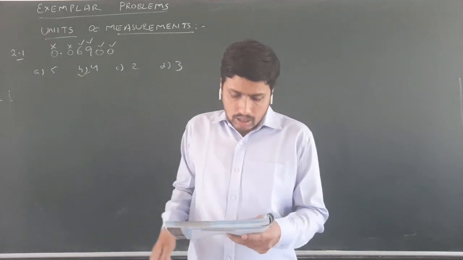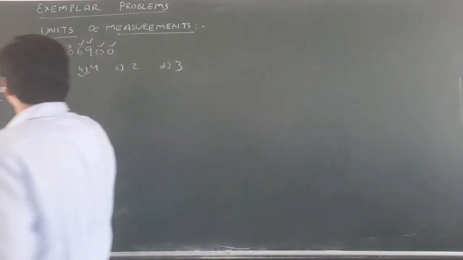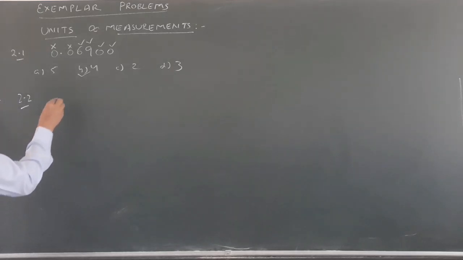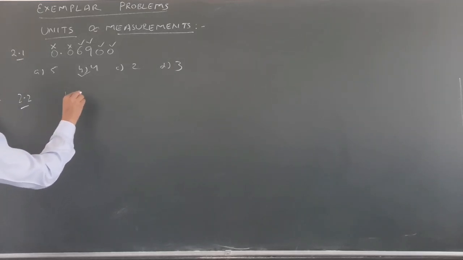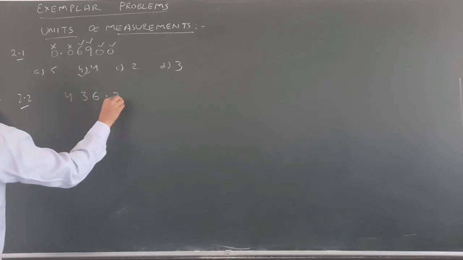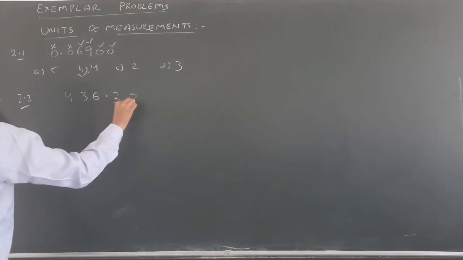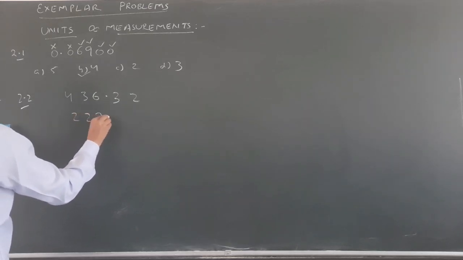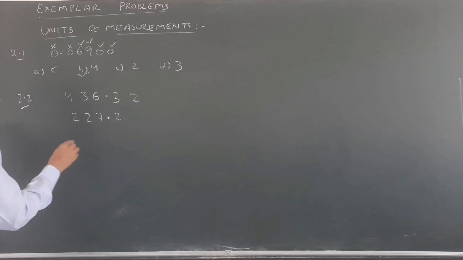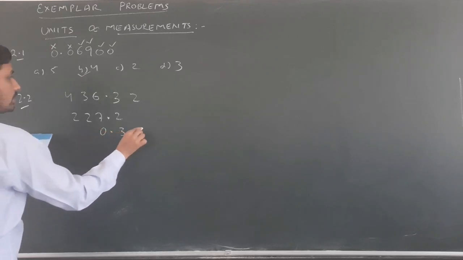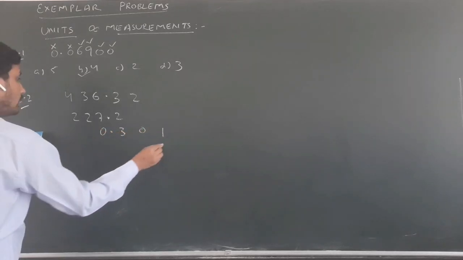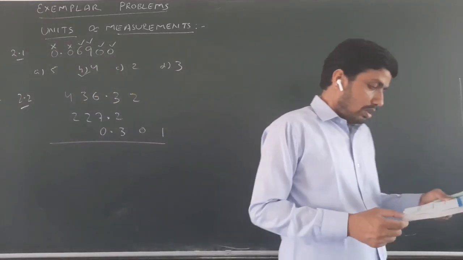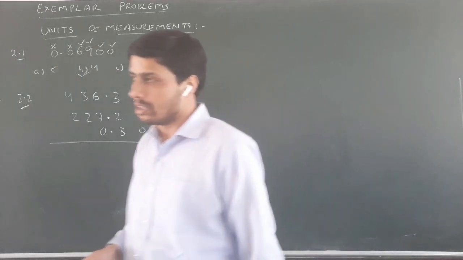Second question, 2.2, the sum of the numbers. Three numbers are given: 436.32, then we have 227.2, and we have 0.301. The question is the sum of these three numbers in appropriate significant figures.